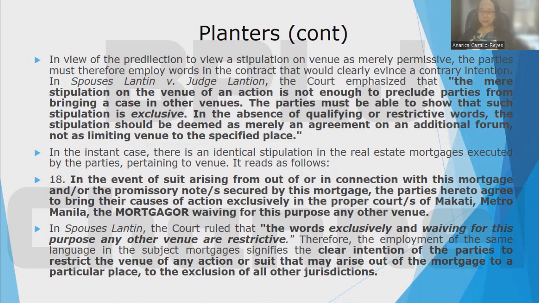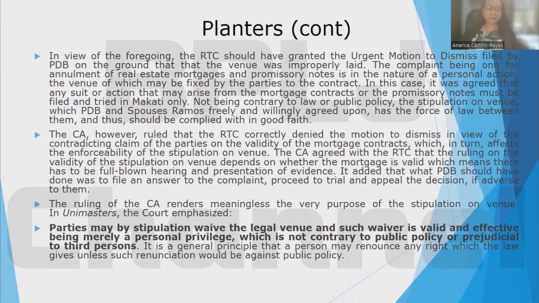So the words exclusively and waiving for this purpose any other venue are restrictive. There is a clear intention to restrict the venue of any action to a particular place to the exclusion of all other jurisdictions. Parties may, by stipulation, waive the legal venue, and such waiver is valid and effective, being a mere personal privilege, which is not contrary to public policy or prejudicial to third persons.